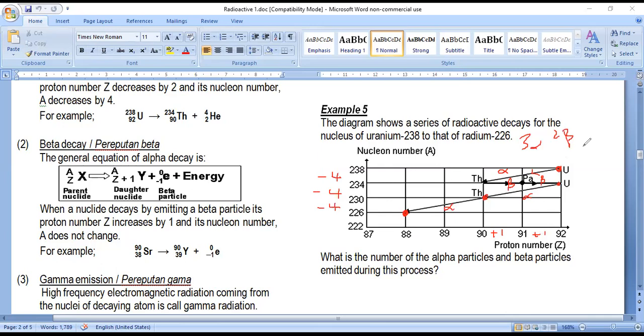Okay, so very simple. Alpha, you just look at the nucleon number decreased by 4, you know it's alpha. Beta, if you look at the proton number only, okay, proton number changing, but nucleon number doesn't change. So you know it's the beta particle. Okay, so this one is easier compared to the other one. Even though it looks complicated, it's nothing, actually it's easier. Okay, so from here to here, minus 4, so alpha. From here to here, plus 1, proton number. So beta, beta, so alpha, alpha. So 3 alpha, 2 beta. Okay.